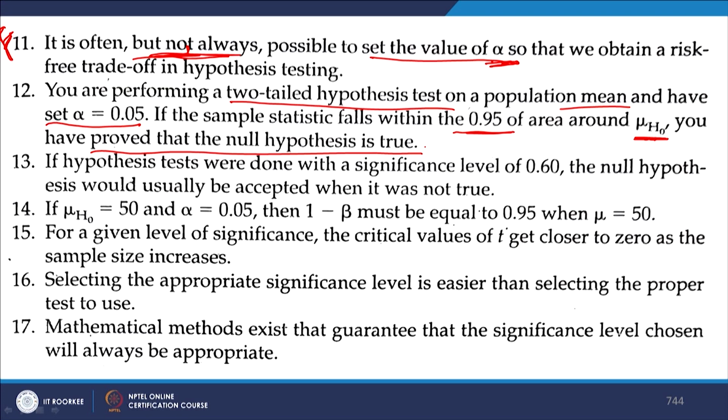You are performing a two-tailed hypothesis test on a population mean and have set alpha equal to 0.05. If the sample statistic falls within 0.95 of the area around this, you have proved that the null hypothesis is true. No, this is completely false.